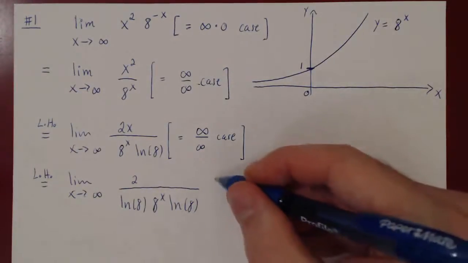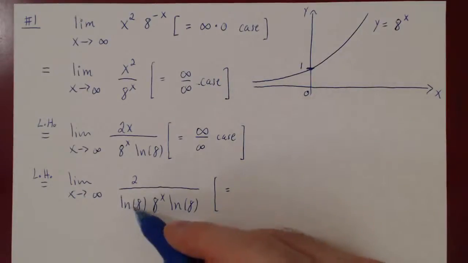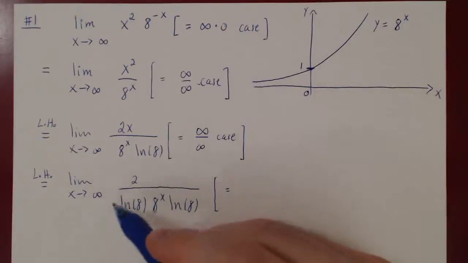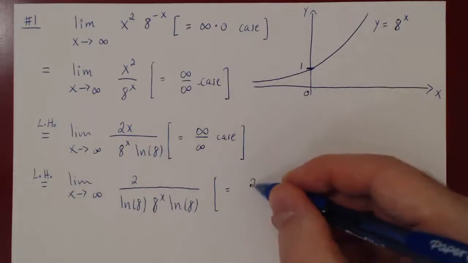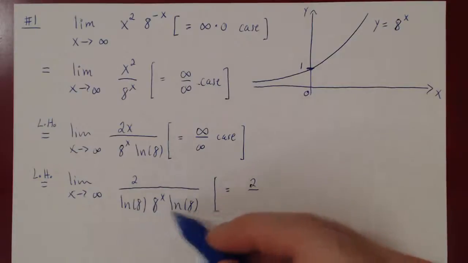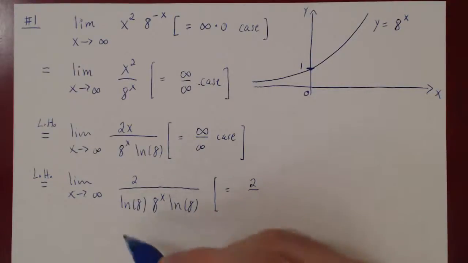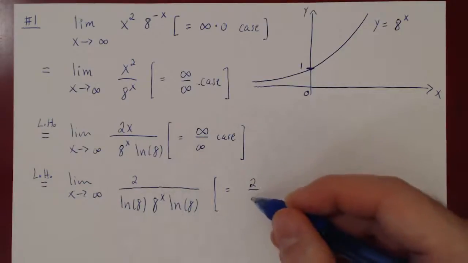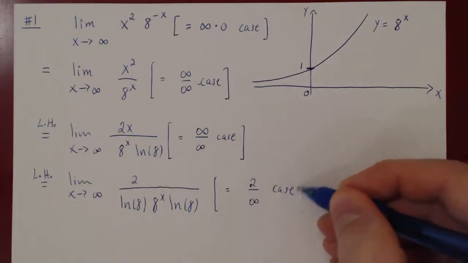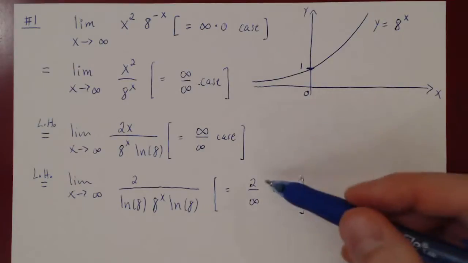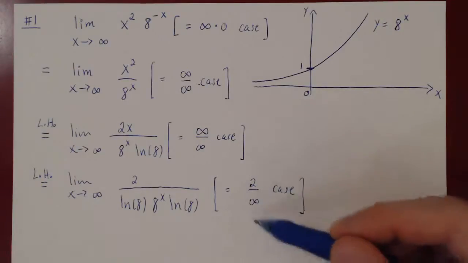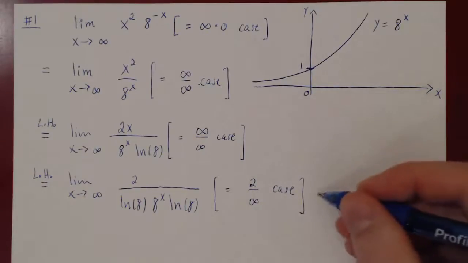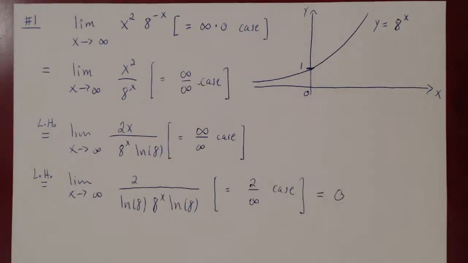And now look at your case. You could write this as ln squared of 8 times 8 to the x, but don't bother. As x goes to infinity, 2 is always 2. What we have here is a positive multiple of 8 to the x, but 8 to the x goes to infinity as x goes to infinity, so we have a 2 over infinity case. And if you divide 2 by something which keeps getting bigger and bigger, the fraction will become smaller and smaller. So this will be shrinking to 0, and so the limit is 0.